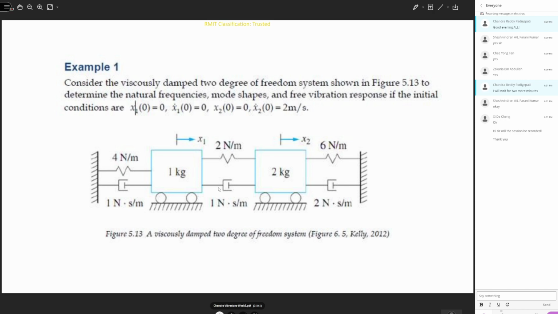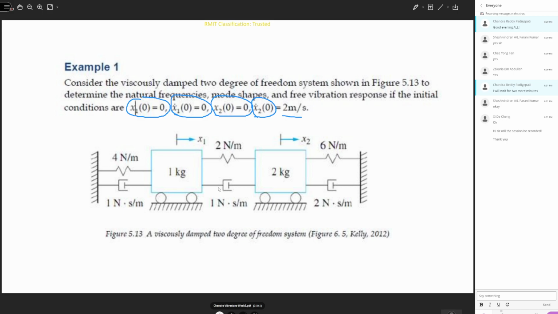So if the initial conditions are given, that means when time is 0, the displacement of mass 1 is 0. When time is 0, the velocity of mass 1 is 0. Similarly, when time is 0, the displacement of mass 2 is 0. Then when time is 0, the velocity of mass 2 is given as 2 meters per second.